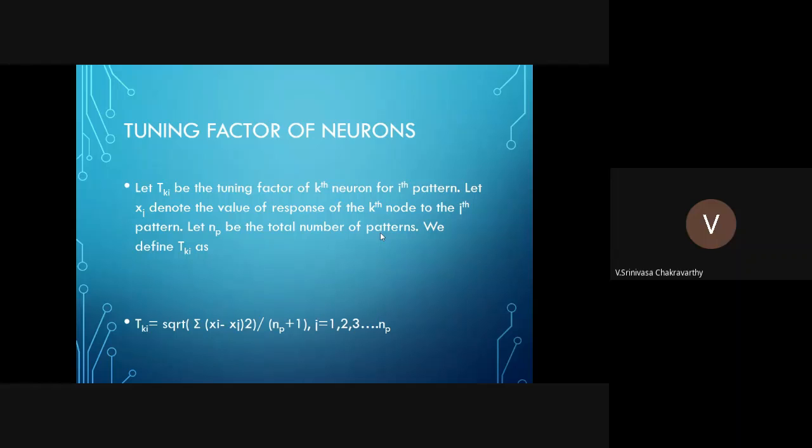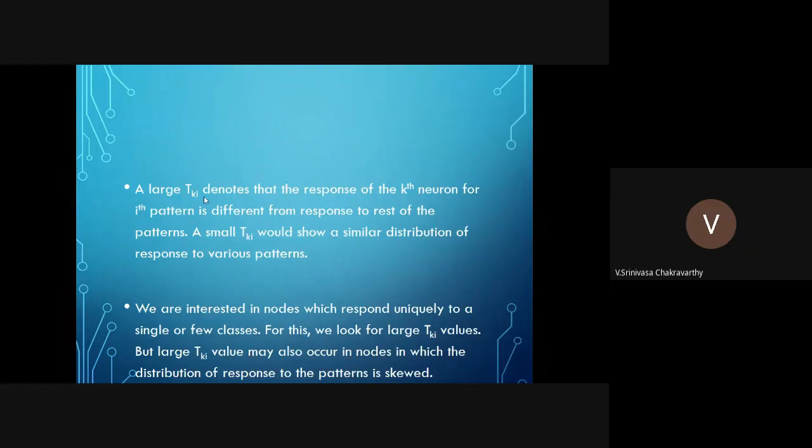Basically that can be defined as follows: xi is the response to the ith class or ith pattern, xj is the response to the jth pattern. Take the difference of these, square it, and sum this over all patterns, and find the score for the kth neuron. So you look at the response of the kth neuron to all the patterns and calculate the score. Then a large Tki denotes that the response of the kth neuron for the ith pattern is different from its response to the rest of the patterns.